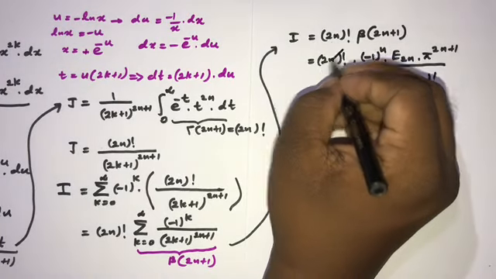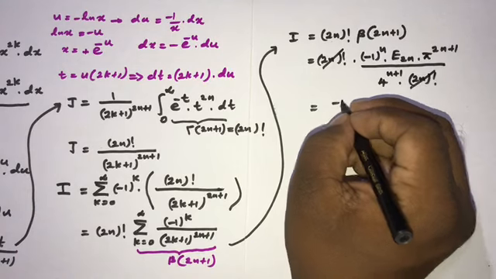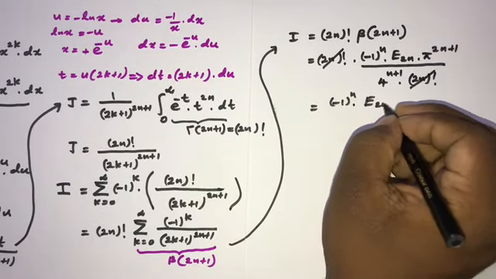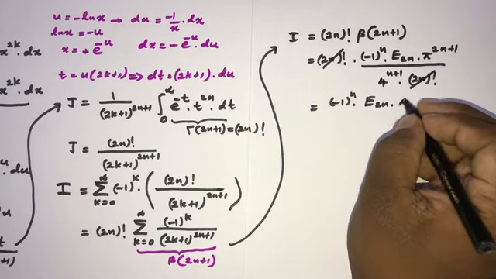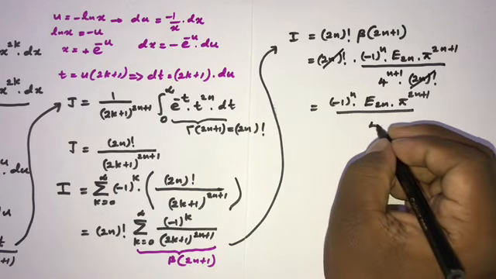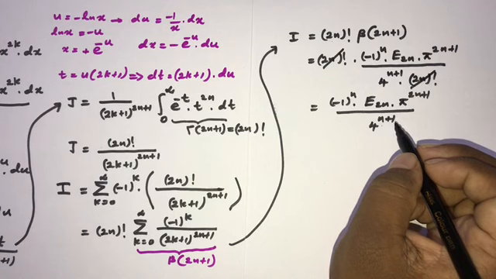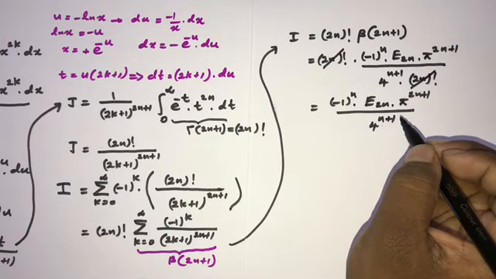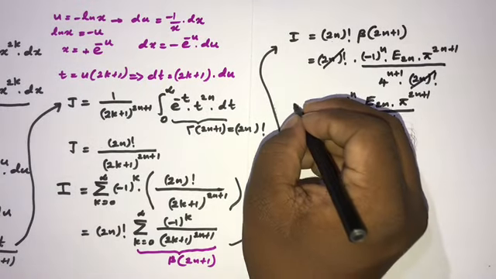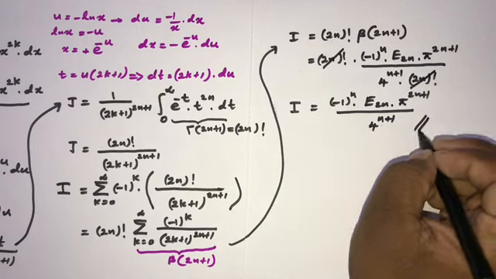So now the 2n factorial gets cancelled, and we have minus 1 to the n times E sub 2n times pi raised to the 2n plus 1 power over 4 raised to the n plus 1 power, and here n is a positive integer, so we can evaluate any such integral using this identity. Okay, we generalized the formula.